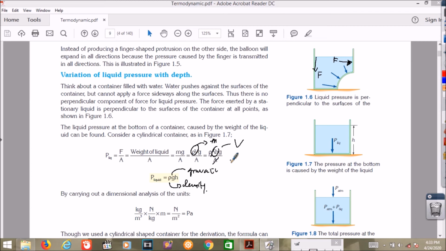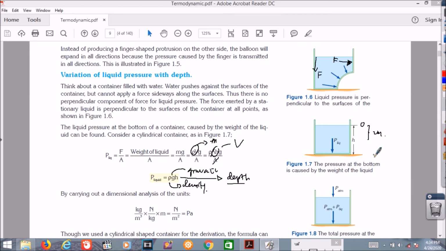And then the h here is not height, it's not the position from the bottom, but it is the depth. Depth means the depth measured from the surface. So the surface is the zero point. If you want to measure a depth of 2 meters, it means 2 meters from the surface, for example.